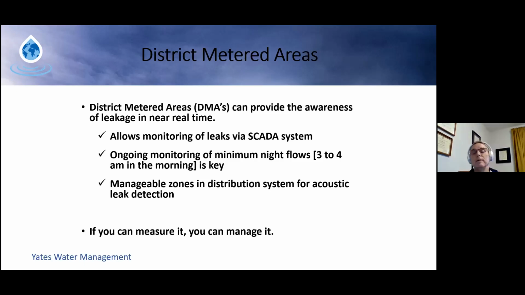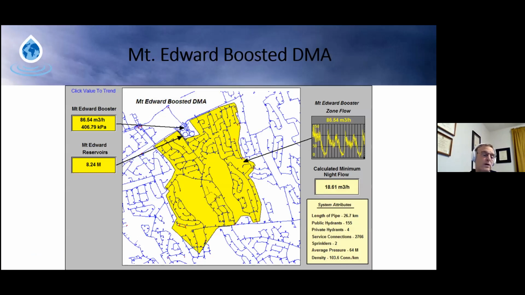So here's a typical DMA that Halifax Water has in their system. I like to highlight this one because this is the most expensive water that Halifax Water produces. The water that comes to the customer here is boosted 3 times. So there are 3 pumps involved, from the lake to the treatment plant to the hill, and then from the hill, another booster to the customer. So it's very expensive water to produce, and I like to showcase it for its importance.